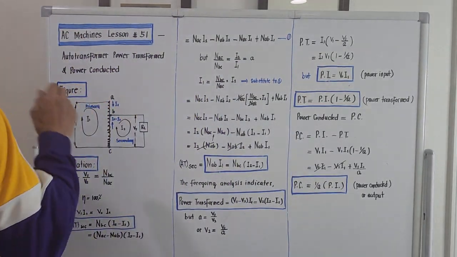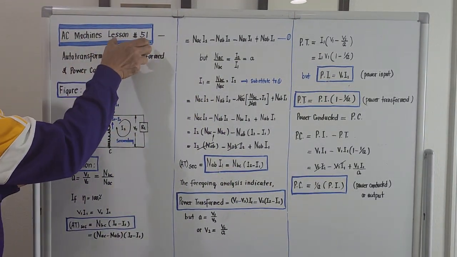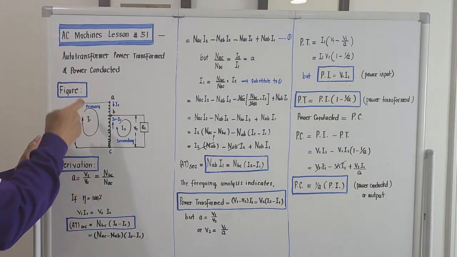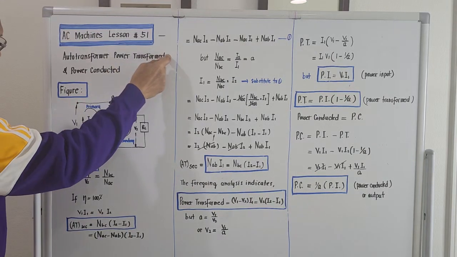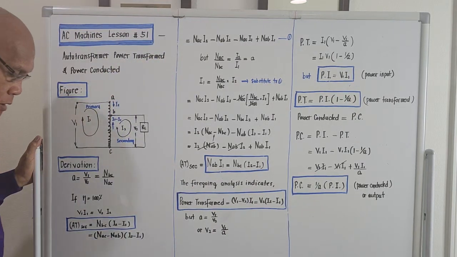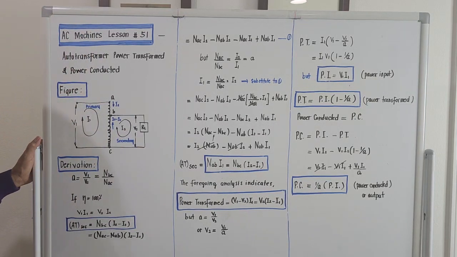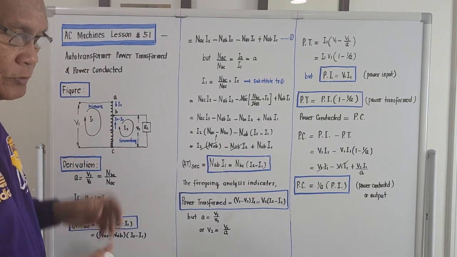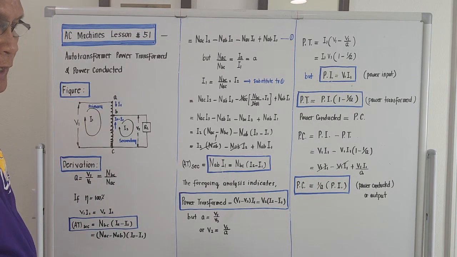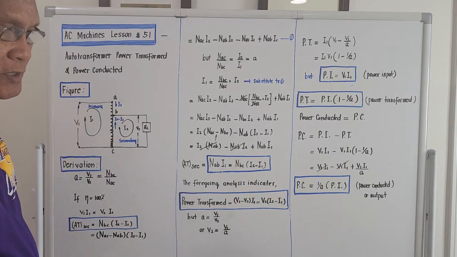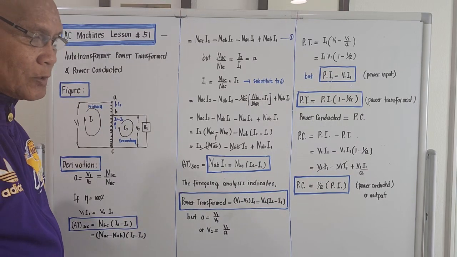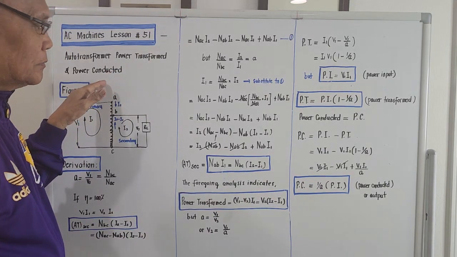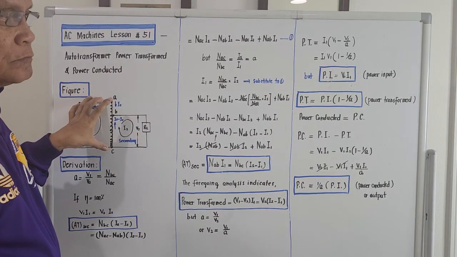The subject matter for tonight will be AC machines, lesson number 51, and the title of the topic is Autotransformer, Power Transform, and Power Conducted. Under autotransformer, there are computations which involve equations. So for tonight, I will be bringing out the derivation of the formulas needed in the computation of power transform and power conducted considering autotransformer.